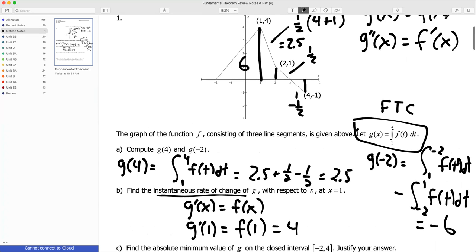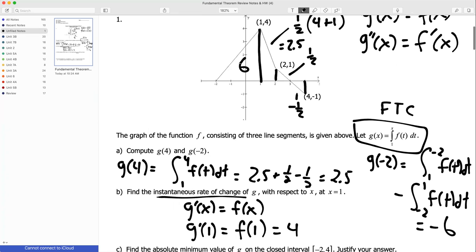So if you were looking at the graph, let's check the undefined part. The derivative of G is equal to F of X. So there are no points on the graph that have a hole or an asymptote. So it is not undefined. So I can throw that out.